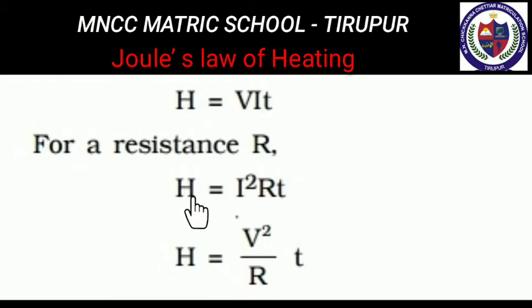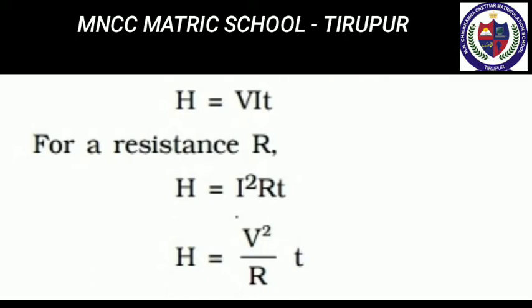From Ohm's law, V is equal to IR. Hence, you have H is equal to I square RT. This is known as Joule's law of heating. Joule's law of heating states that the heat produced in any resistor is, first, directly proportional to the square of the current passing through the resistor, second, directly proportional to the resistance of the resistor, and last, directly proportional to the time for which the current is passing through the resistor.